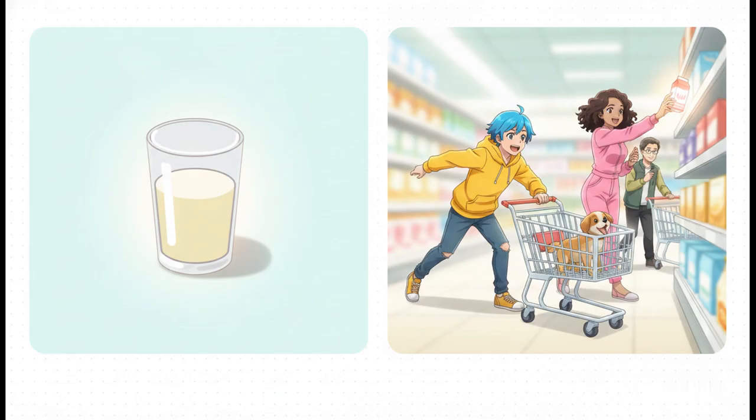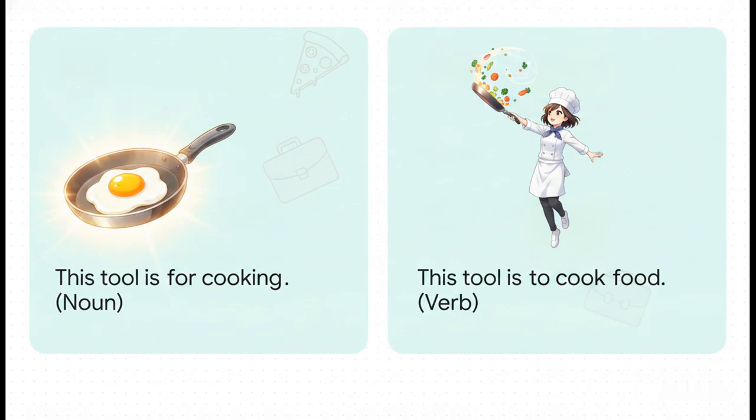The actual purpose behind your trip to the store is exactly the same, but the grammatical structure totally shifts based on which tiny connector word you choose to use. And this brilliantly illustrates the point once again. Look at the left. This tool is for cooking. Here, cooking is actually acting as a noun, specifically a gerund.